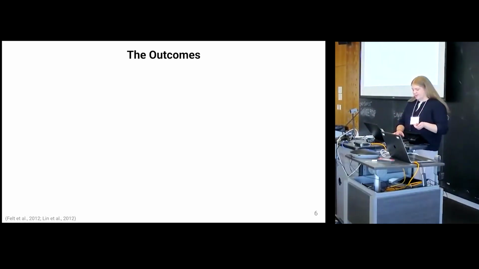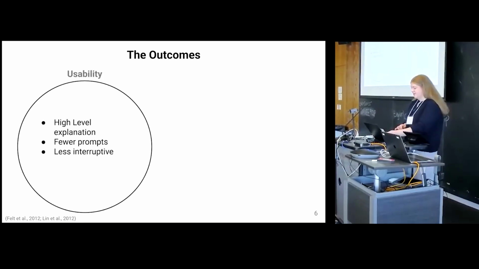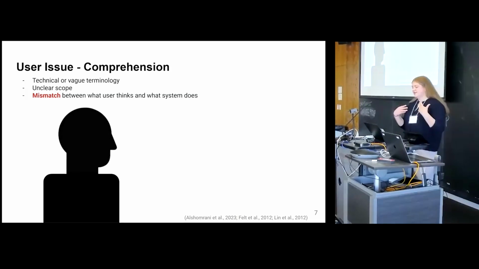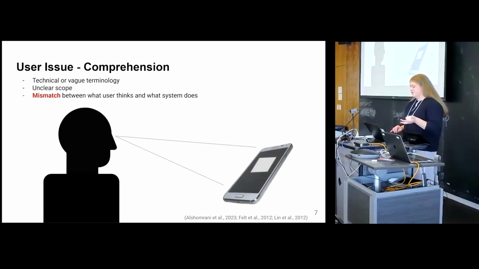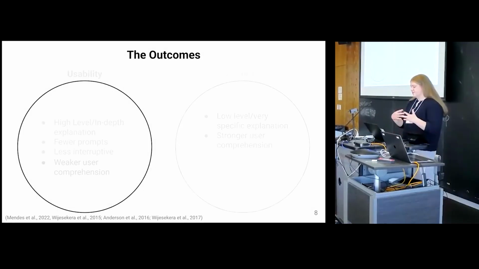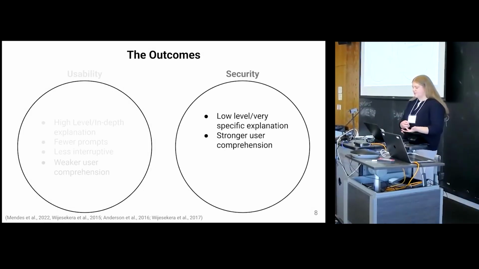So as an outcome from past literature, it is shown that on the usability side, we are given these higher level explanations, but somehow users still have weaker comprehension. So let's take a closer look at that. Since we are explaining things at a much higher level, we're kind of losing some of that technical terminology that explains exactly what's going on. So the scope becomes a little unclear to the user of what is actually happening in the application versus what we think it's doing.